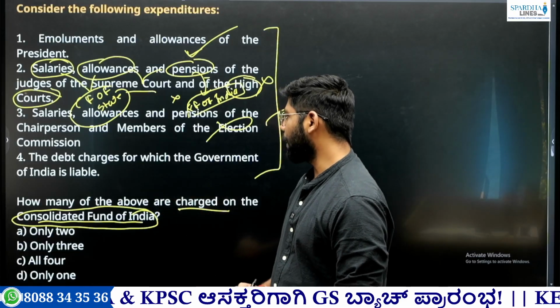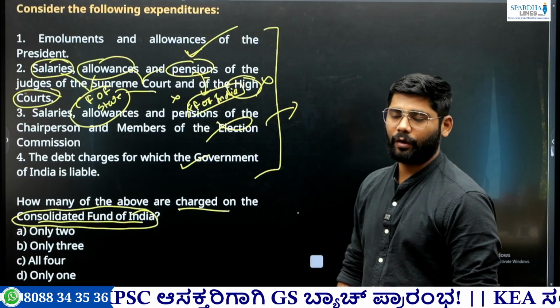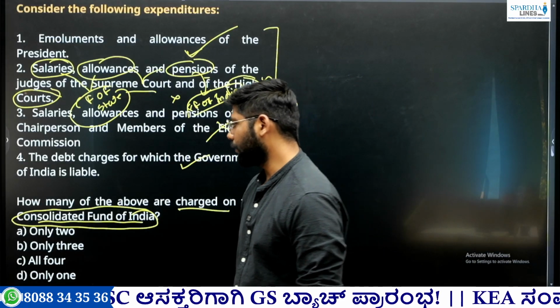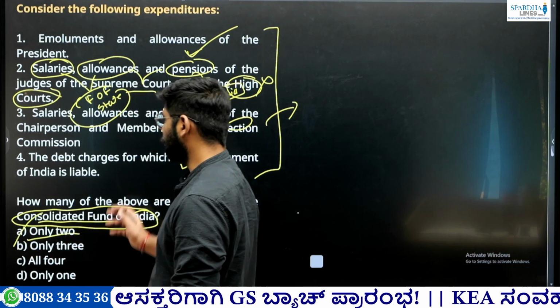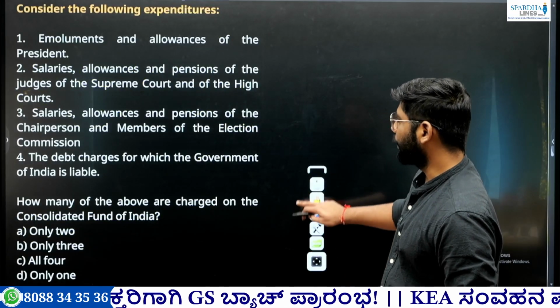Then last one, the debt charges for which government of India is liable. It is also charged on consolidated fund of India. Okay, so the correct answer, only two are correct, two are wrong here. So correct option is A. Now we'll go to next question.